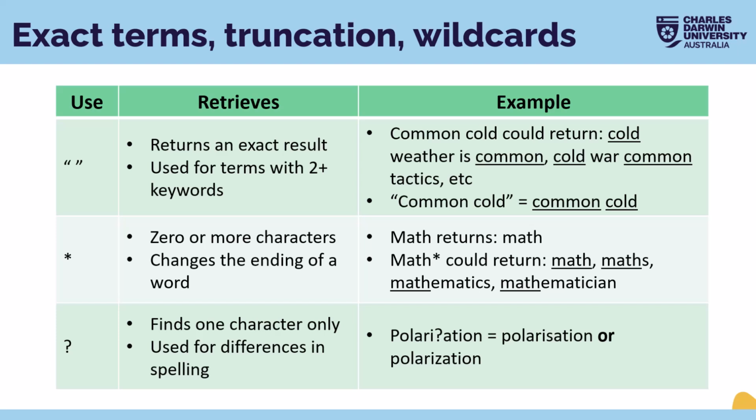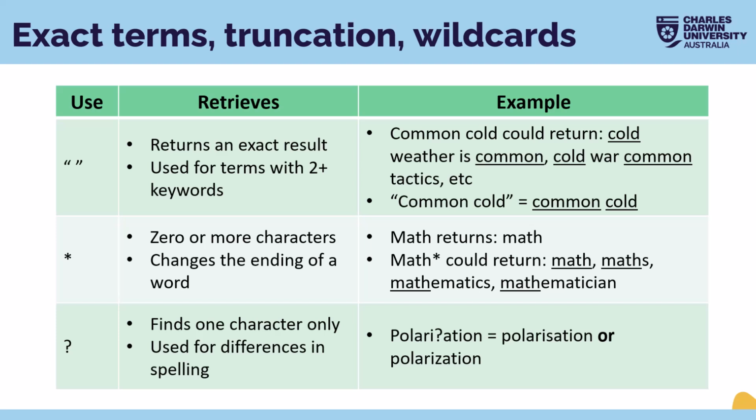These three things can be used to narrow or broaden your search as needed. Common ones used in systematic reviews include double quotation marks, or phrase searching. This returns the exact result if you put two or more keywords together. For example, if you type the words common cold into a search engine, it will search for both the word common and the word cold. If you use quotation marks around the phrase, it will look for the phrase common cold.